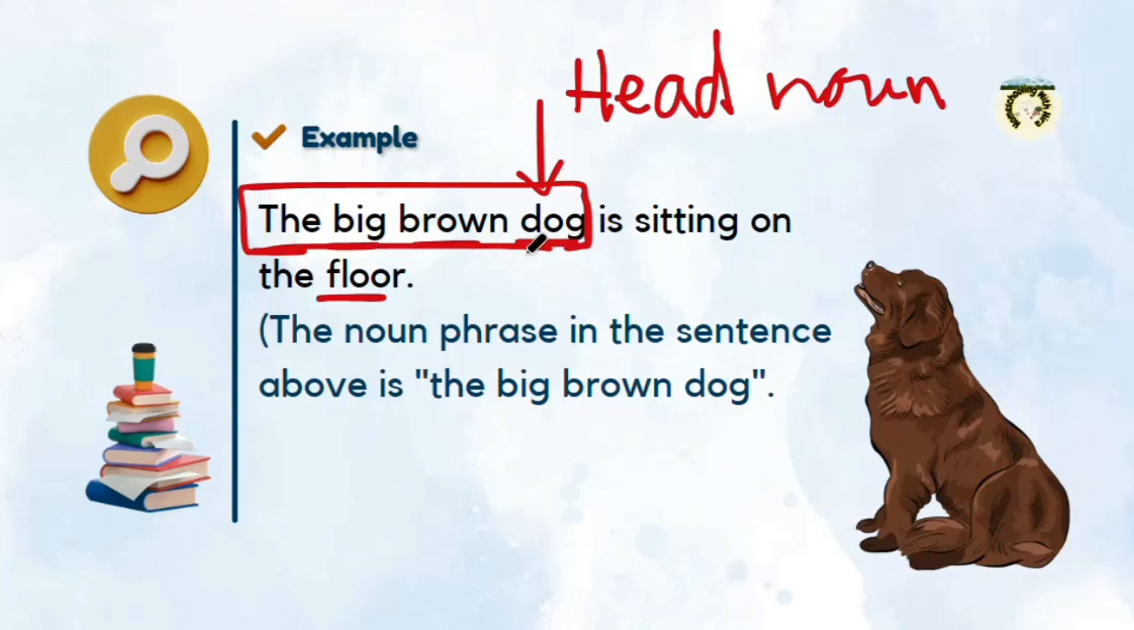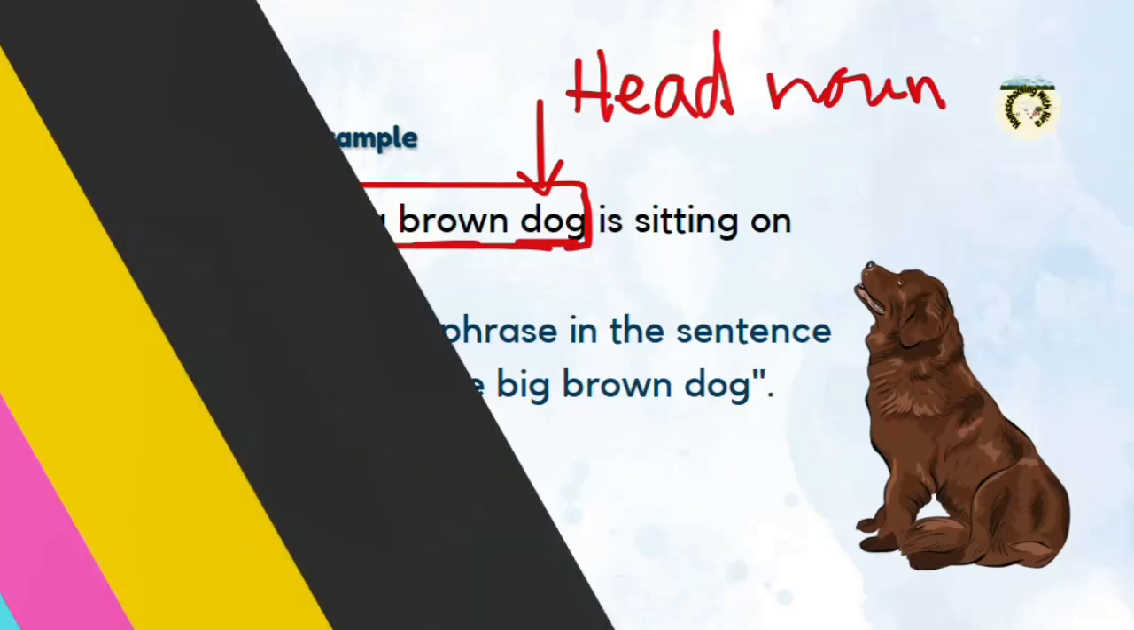Which dog? The big brown dog. I'm not talking about a small white dog. I'm talking about a big brown dog, right? So this is our noun phrase. Let's see some more examples.